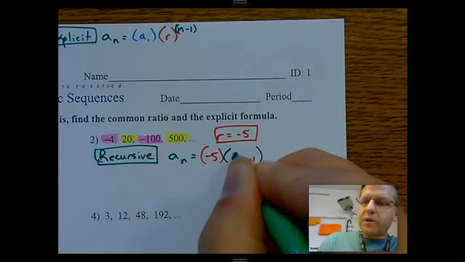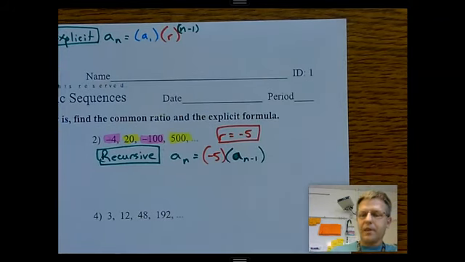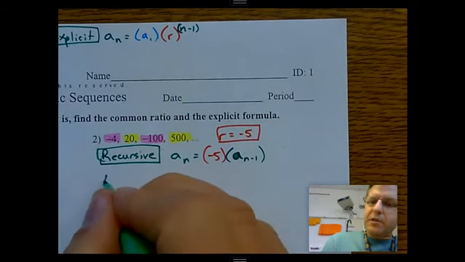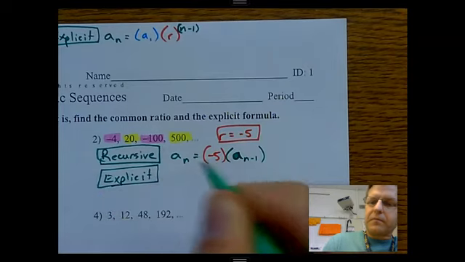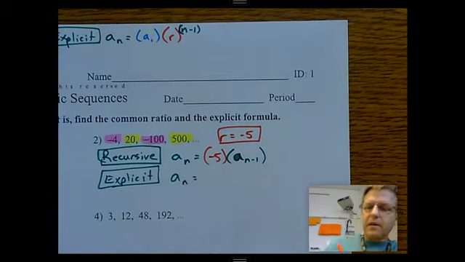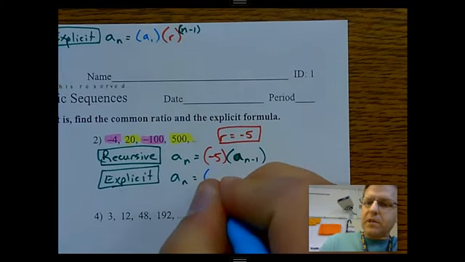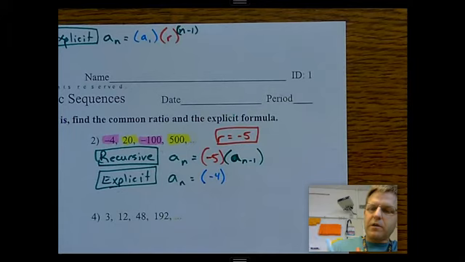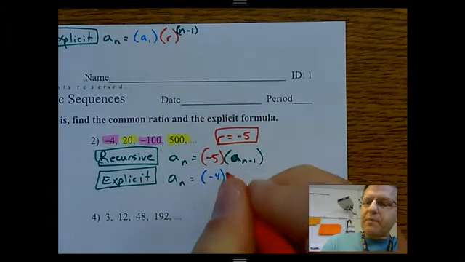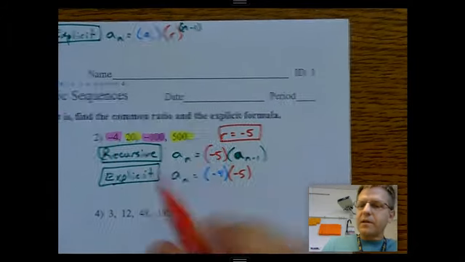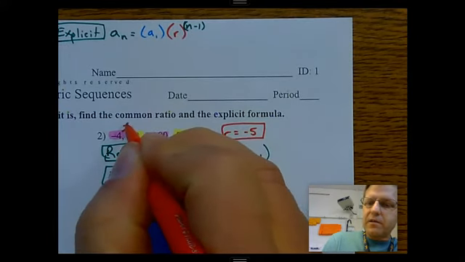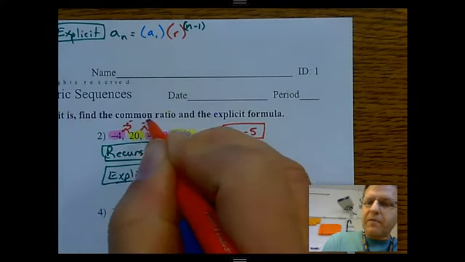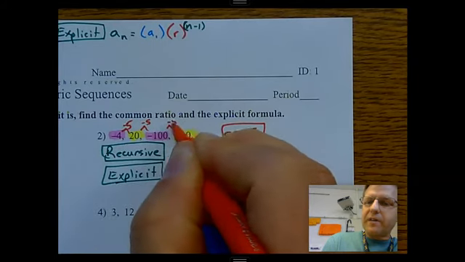a sub n minus 1, which is just the previous term. Now, the explicit formula is we need to take the first term, which is negative 4, and we're going to multiply it by negative 5, right? Isn't that what we did? We took this first term and we multiplied it by negative 5 to get here. Sure. And we multiplied it by negative 5 again and multiplied it by negative 5 again.